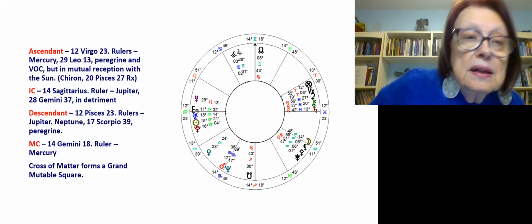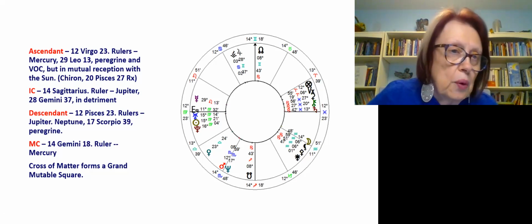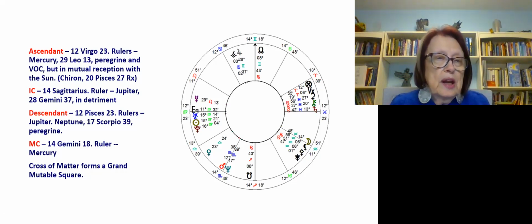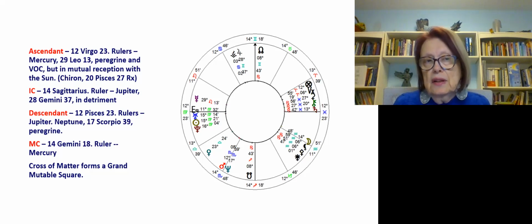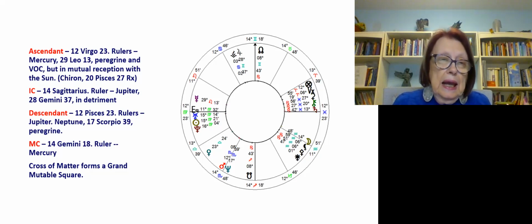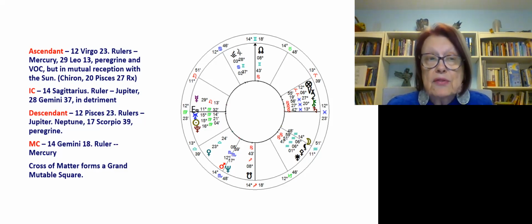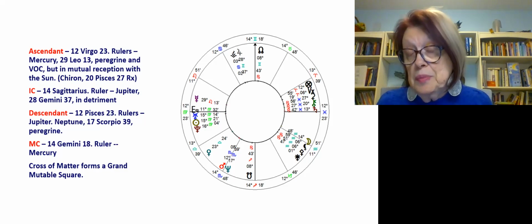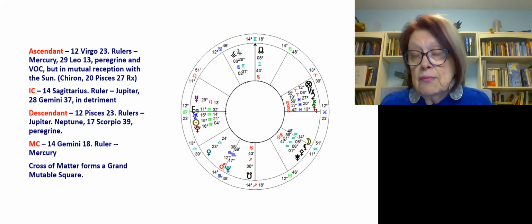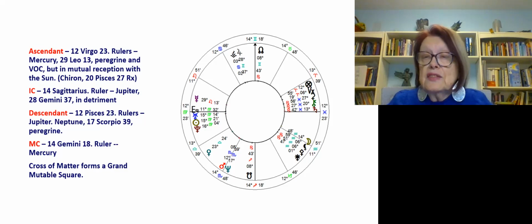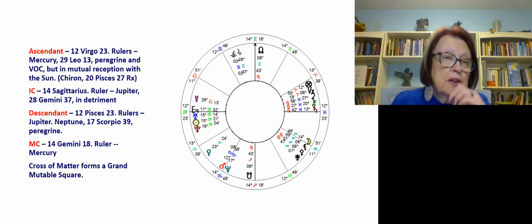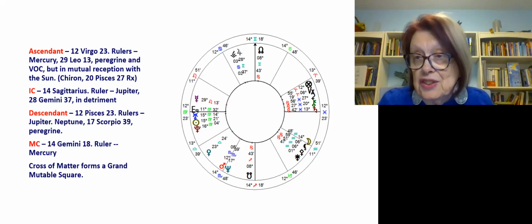So now we're going to break it down a little bit more. So here we are. We're looking at the ascendant. You have the degree. The ruler is Mercury. It's a 29 Leo. It's peregrine and void, of course, but it's a mutual reception with the sun. So that mitigates some of that and allows for a little bit more connection.